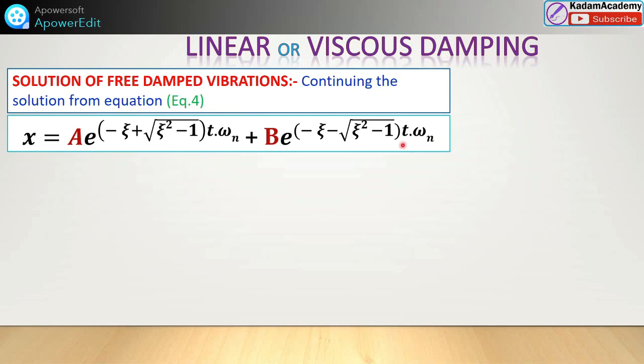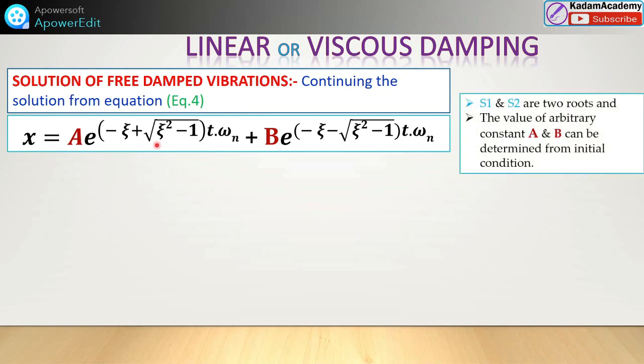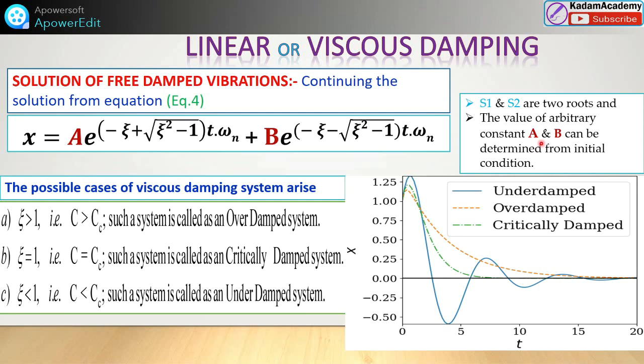This is the natural frequency, t is the time, A and B are the arbitrary constants, and here you can assume S1 and S2 are the two roots, and the values of these roots we have to find out. In this solution, depending on the value of zeta, three possible cases will be there.